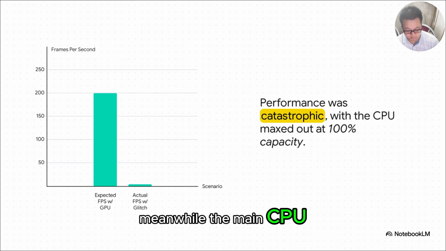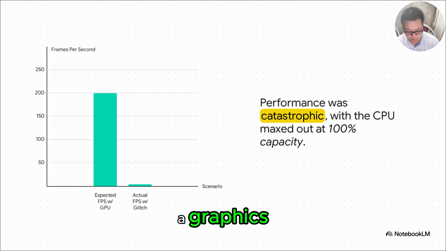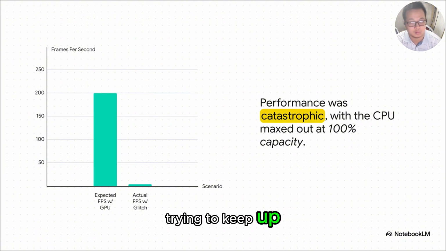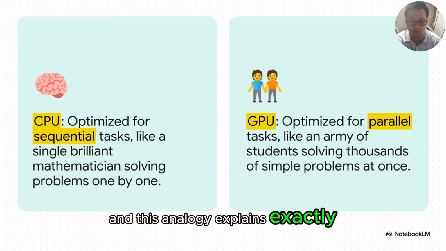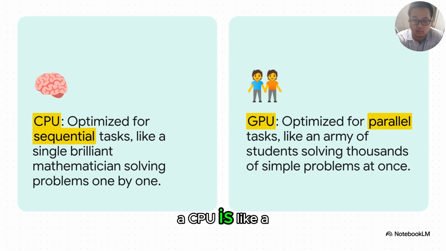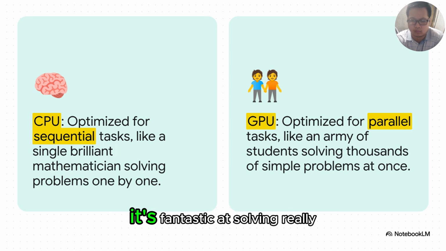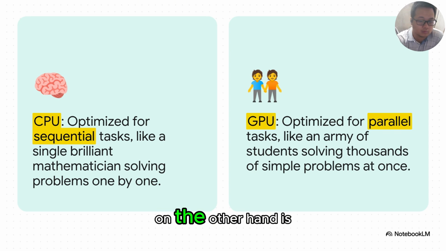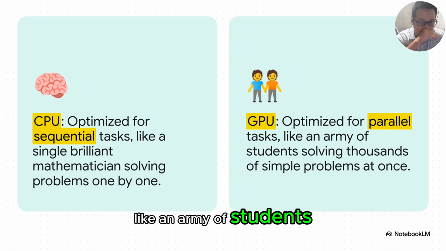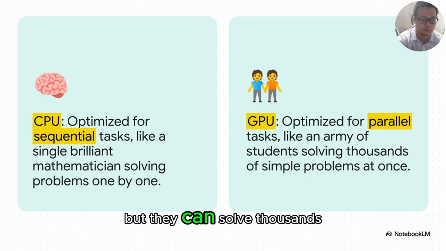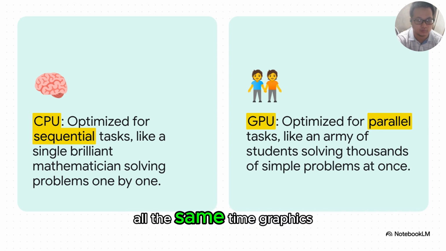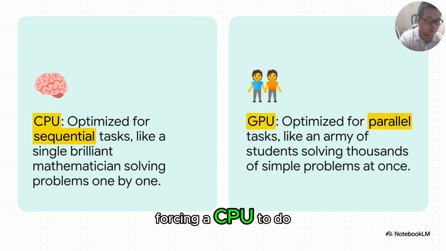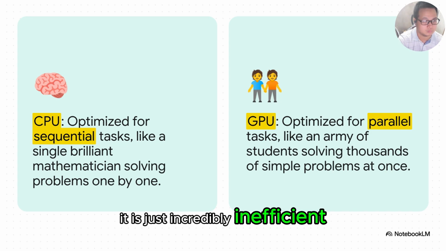Meanwhile, the main CPU, which was now being forced to do the job of a graphics card, was completely maxed out, running at 100% capacity, just trying to keep up. And this analogy explains exactly why. A CPU is like a single brilliant mathematician. It's fantastic at solving really complex problems one by one. A GPU, on the other hand, is like an army of students. They can't solve the really hard problems, but they can solve thousands of simple problems all at the same time. Graphics is a job for the army, not the mathematician. Forcing a CPU to do it is just incredibly inefficient.